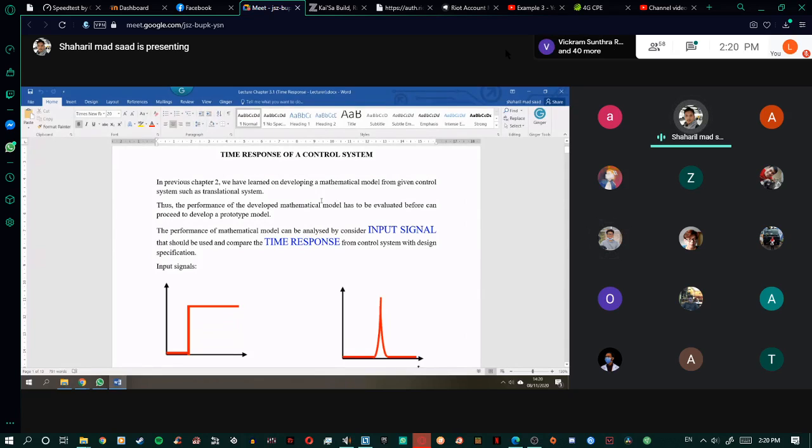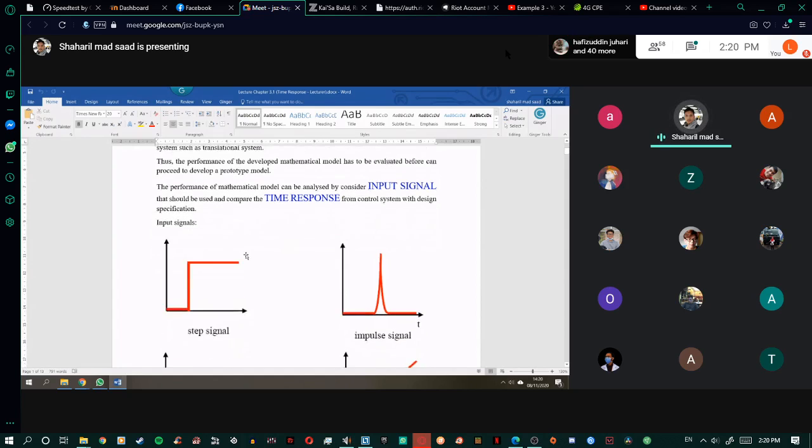Okay. In chapter 2, we have learned about developing the mathematical model, right? So we already got the mathematical model. Then we want to know the performance. So why do we want to know the performance? So that we can see the kind of graph. Okay. So we can see the time and so on, of the output, because we want to know about the response of the output.